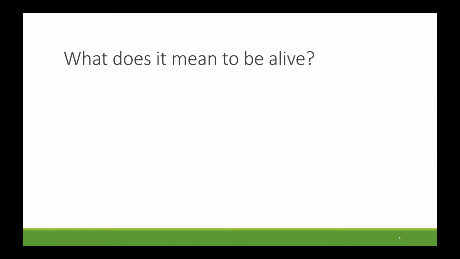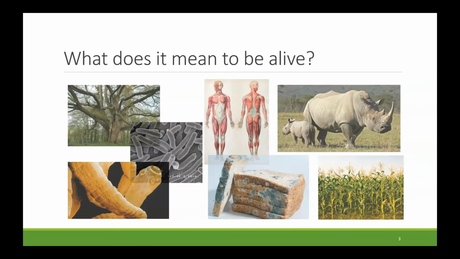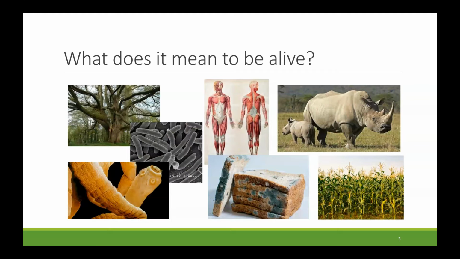And this might sound like an easy enough question to answer, but if you take a look at the pictures that I have just put up on the slide, everything pictured here is alive. From plants, to animals, to humans, to tapeworms, to the mold that grows on a loaf of bread, to microscopic organisms like bacteria. Despite how different these things all are from each other, everything that you see here is alive. But since they're all so different, what is it that unites them? What is it they share in common? And what is it that distinguishes them from non-living things?